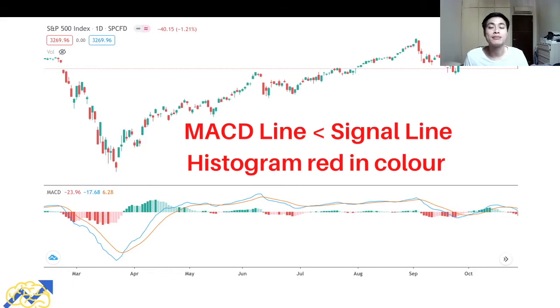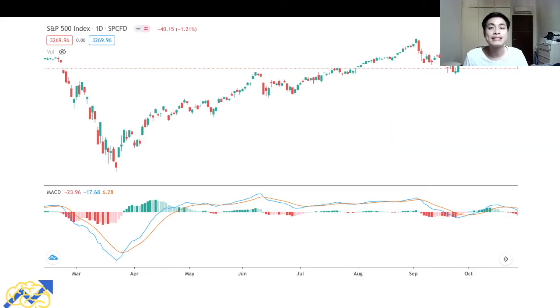And when the MACD line is below the signal line, the histogram will be below the baseline and be red in color. Using the MACD crossover strategy, we can also derive buy and sell signals just by taking a look at the MACD histogram. A buy signal will be generated when the histogram is green, and a sell signal will be generated when the histogram is red.